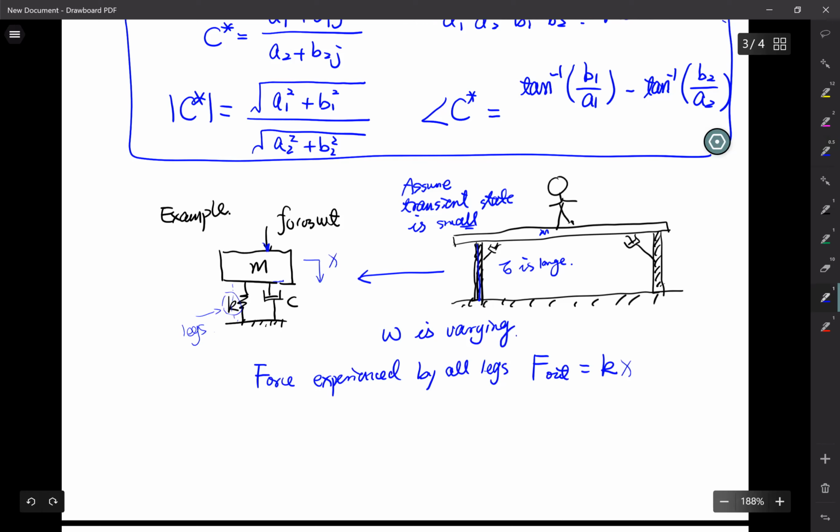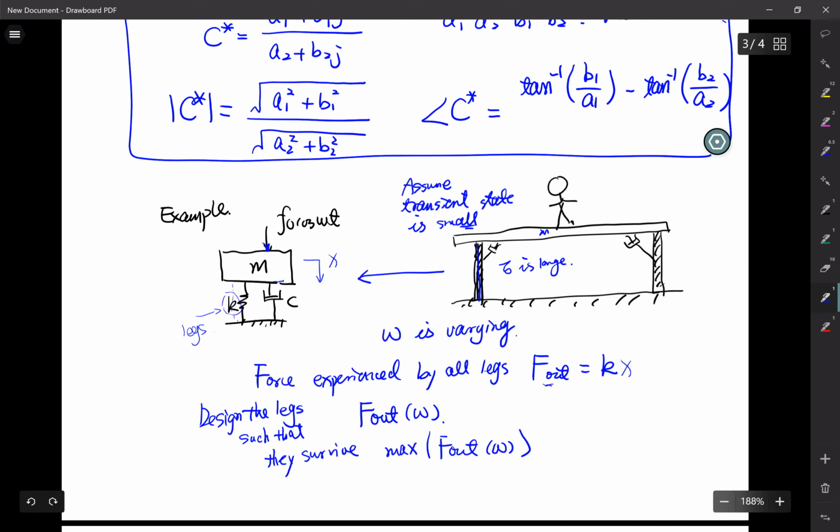All right. We want to find out F out as a function of omega, right? We want to know what this force looks like for all these omega excitations, and we need to design the leg such that they survive the maximum F out of omega, right? Make sense?